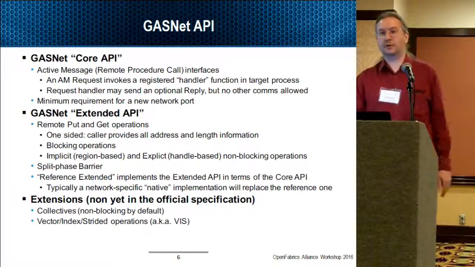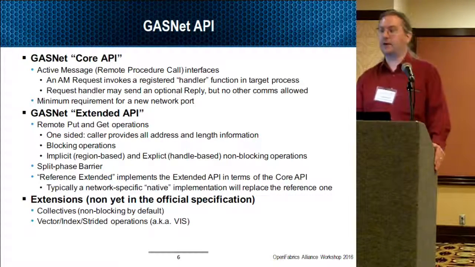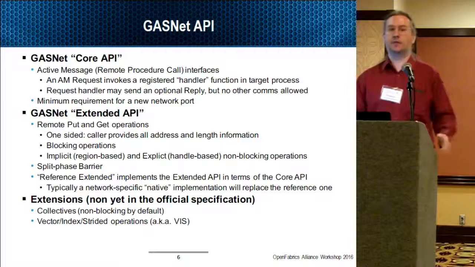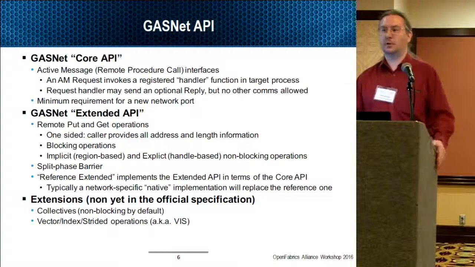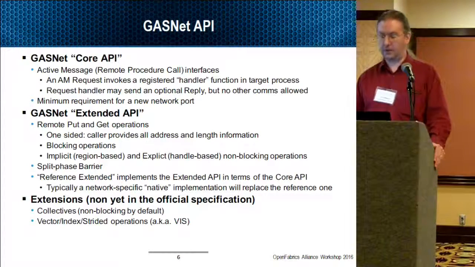GASNet also currently includes extensions for collectives and for what we call VIS, vector index strided. And those are so for non-contiguous data transfers that come up, for instance, when you have ghost zones, areas at the edges of 2, 3, or higher dimensional arrays that need to be transferred to a neighbor in a decomposition in space.